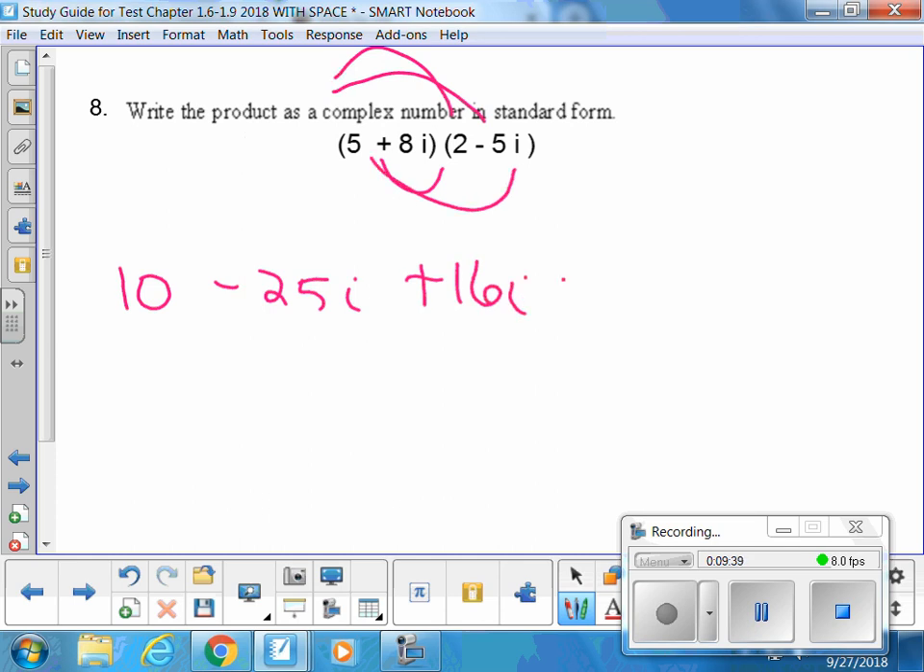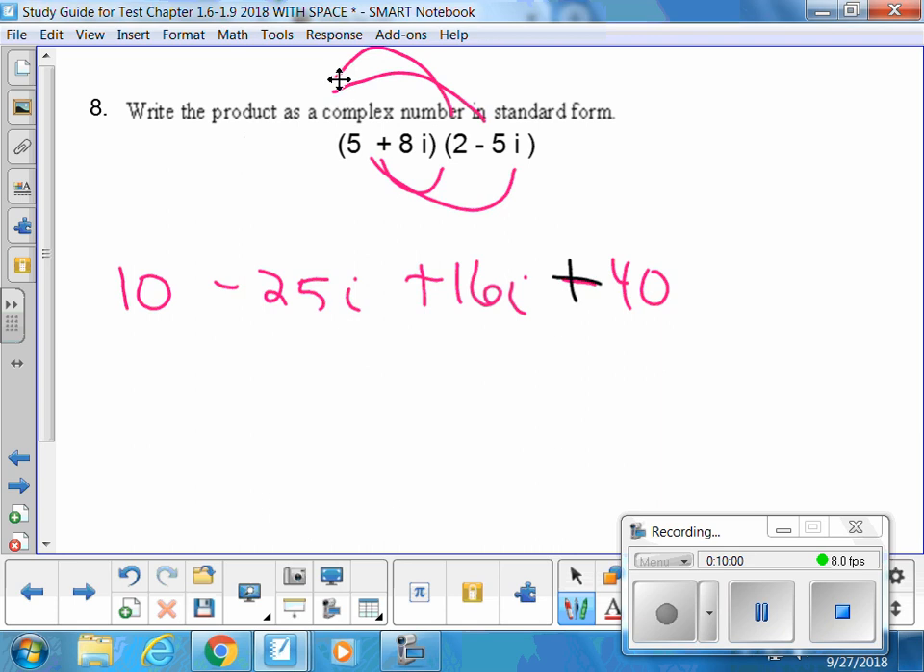And rainbow number 4, -40i squared. Whoop, whoop, whoop. Why's that alarm going off? Yeah, you never ever want an i squared to be your final answer. So you scribble it out, you put a -1 in its place, and you think, what is -40 times -1? Positive 40.